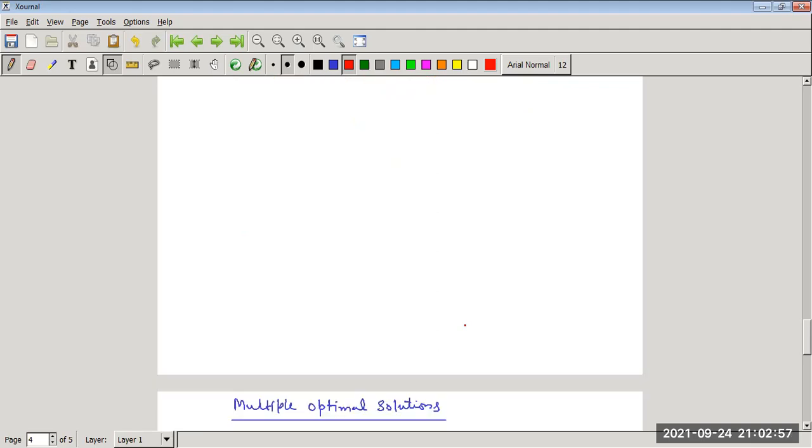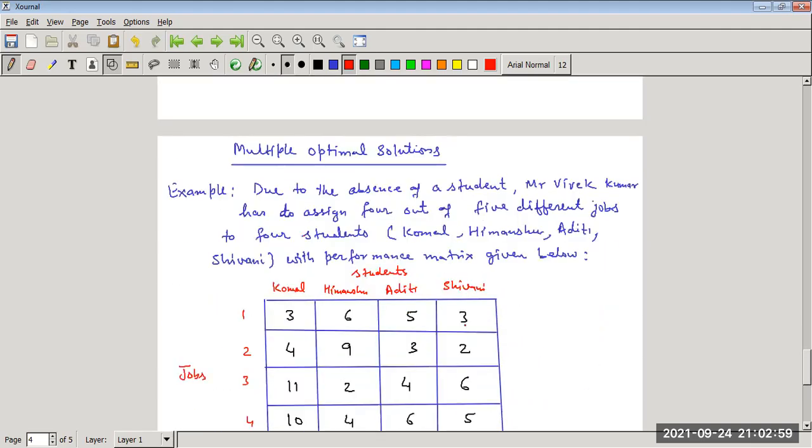Now we will discuss the third problem, that is multiple optimal solutions. In this problem, we have 2 or 3 choices to assign the job, but we observe that the cost remains the same in every assignment.